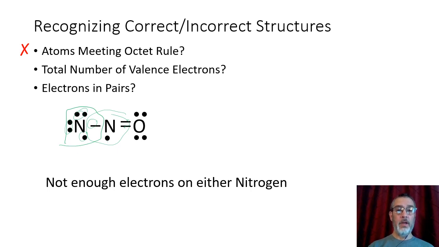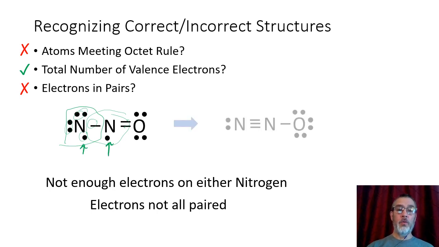What about the total number of valence electrons? If you look at the periodic table, you see that oxygen brings 6 and each nitrogen brings 5. So that's a total of 16 electrons. 2, 4, 5, 6, 7, 8, 9, 10, 11, 12, 13, 14, 15, 16. Yes, there are the correct number of total valence electrons. And then, are the electrons in pairs? Well, in this case, no, the electrons are not in pairs. I've got a single electron on each nitrogen, and that can't happen. All the electrons must be paired.